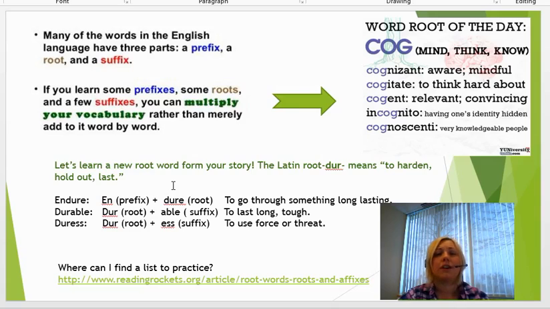To endure is to go through something long-lasting. Sometimes people pronounce this as endure. It just depends where you're from.